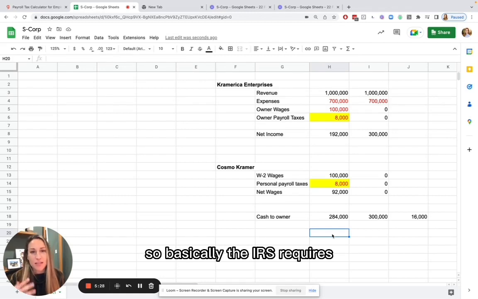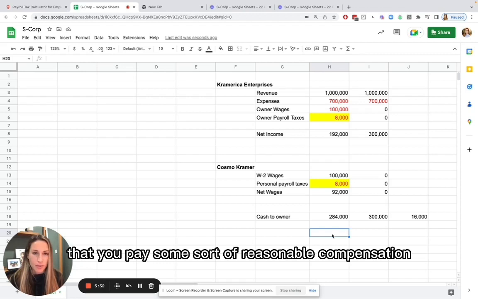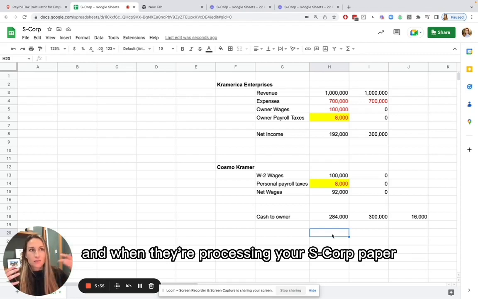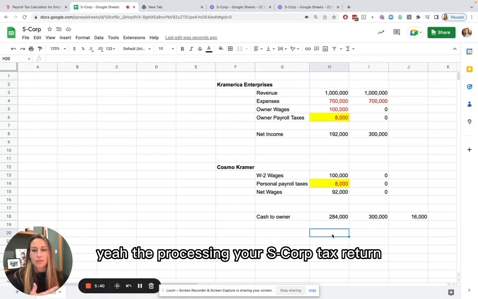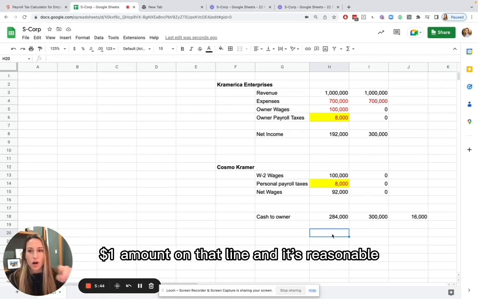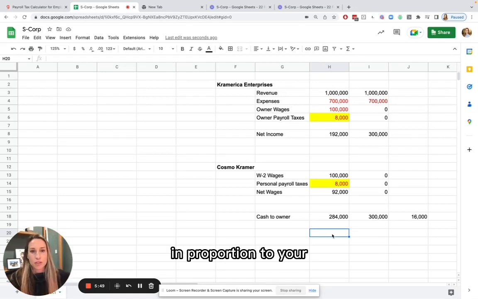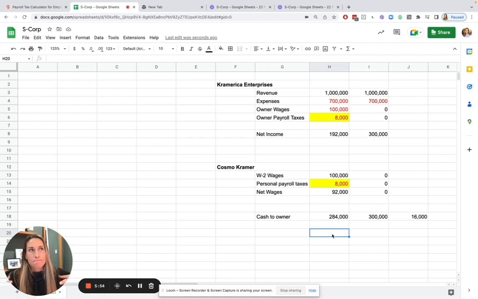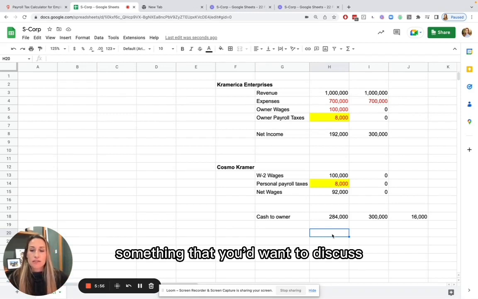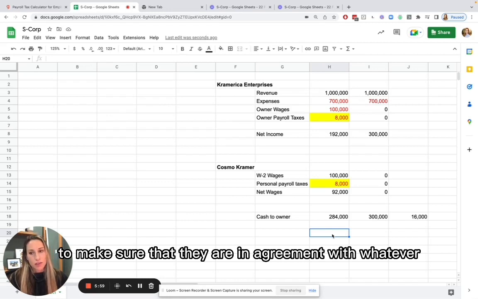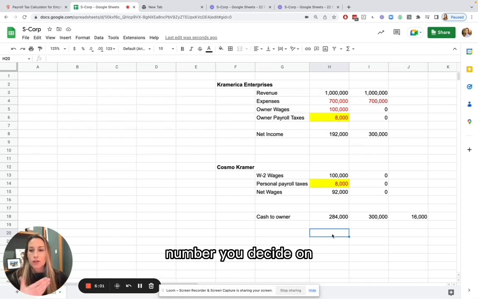payroll taxes. Basically the IRS requires that you pay some sort of reasonable compensation. And when they're processing your S-Corp tax return, they're checking to make sure there's a dollar amount on that line and it's reasonable in proportion to your, I'm not sure, net income. So it's something that you'd want to discuss with your tax accountant to make sure that they are in agreement with whatever number you decide on.